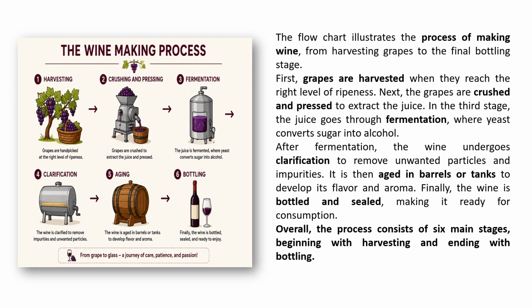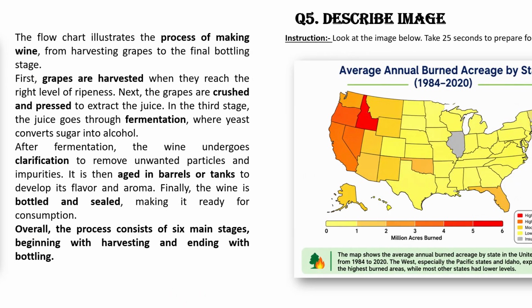After fermentation, the wine undergoes clarification to remove unwanted particles and impurities. It is then aged in barrels or tanks to develop its flavor and aroma. Finally, the wine is bottled and sealed, making it ready for consumption. Overall, the process consists of 6 main stages, beginning with harvesting and ending with bottling.